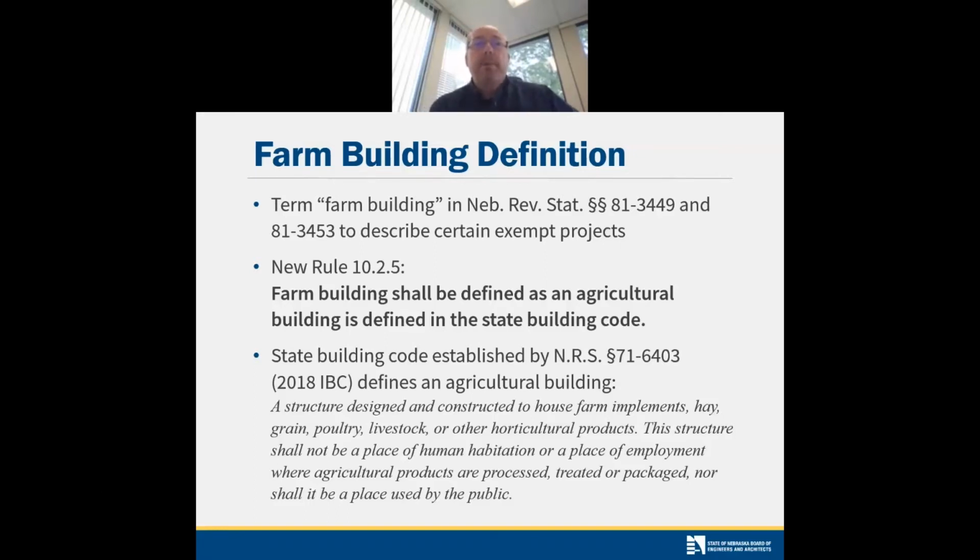and that state building code is established by statute 71-6403. So essentially it uses the 2018 IBC definition, which says it shall not be a place of human habitation, nor can it be a place of employment where products are processed, treated, packaged, or a place used by the public. So that definition gives a little more structure to the term farm building. And that will only help the board moving forward, particularly when it deals with compliance cases that it reviews at its meetings.